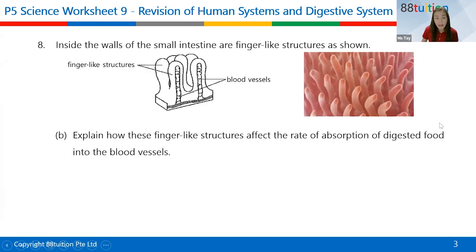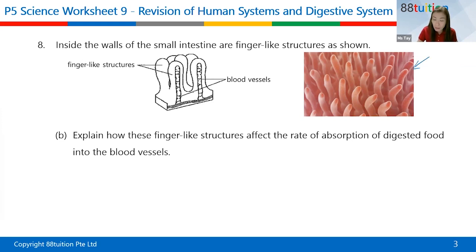Now, next part of the question, 8B. Inside the walls of the small intestine are finger-like structures as shown. You only see this black and white diagram. The colored one is what I just added in. Yeah, you can even see this kind of diagrams online. You just need to Google things like inside the walls of small intestines. You will see diagrams such as the one I'm showing you over here.